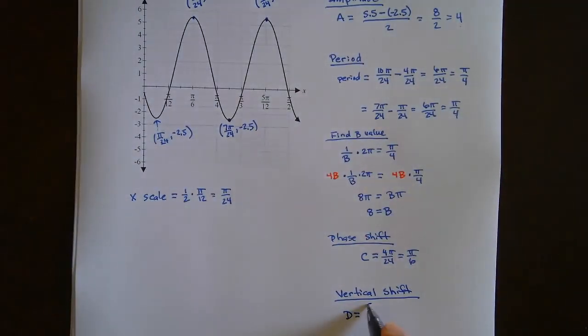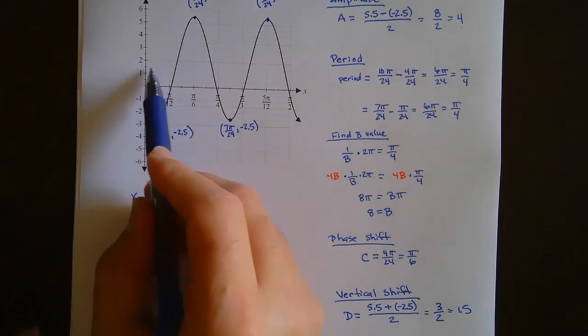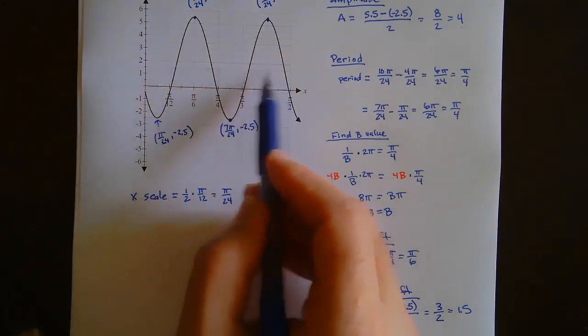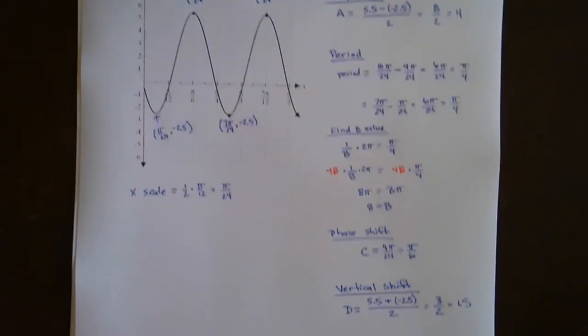So your D is 5.5 plus your minimum, which is negative 2.5, divided by 2, because there's two numbers we're adding, we're finding the average of them. And 5.5 minus 2.5 would be 3 over 2, or 1.5. And if you graph 1.5, it looks like it's equally spaced. You have equal amounts above that line and below that line. So that's one way to visualize it.